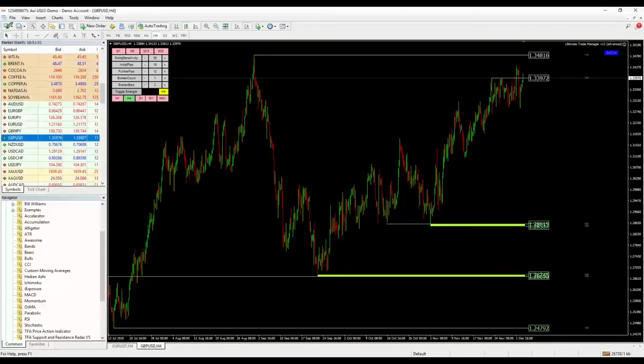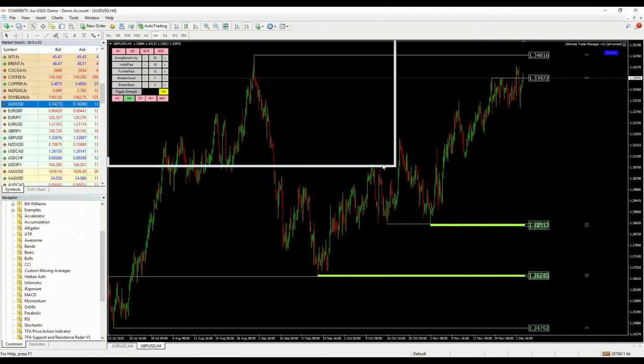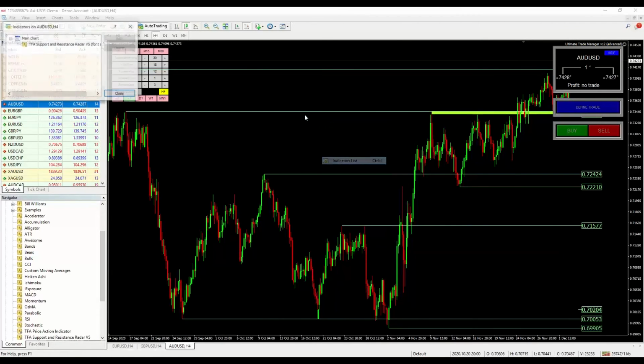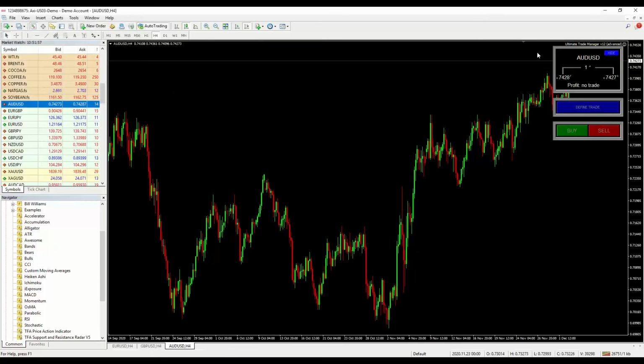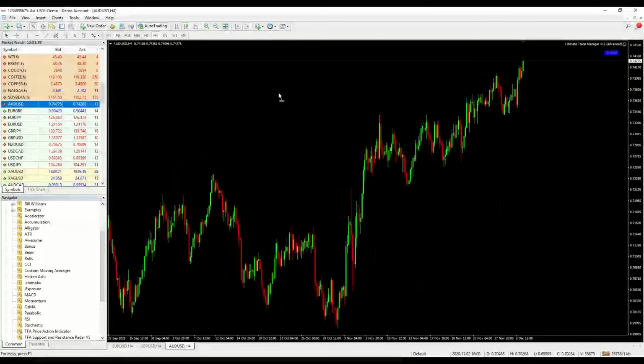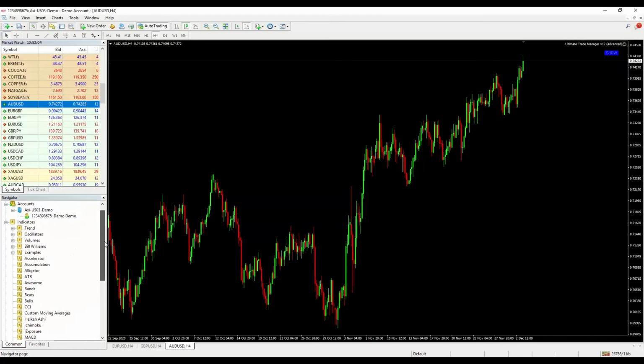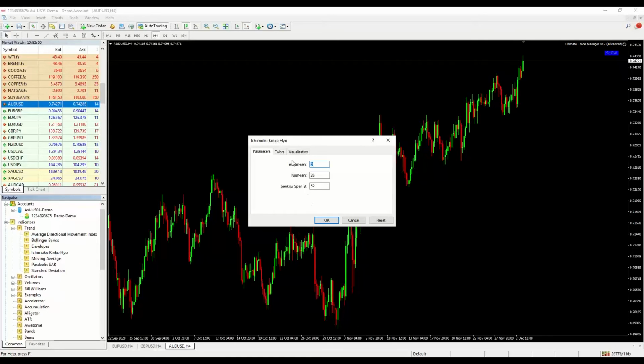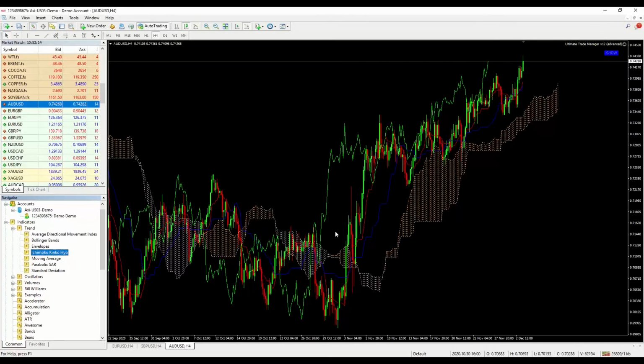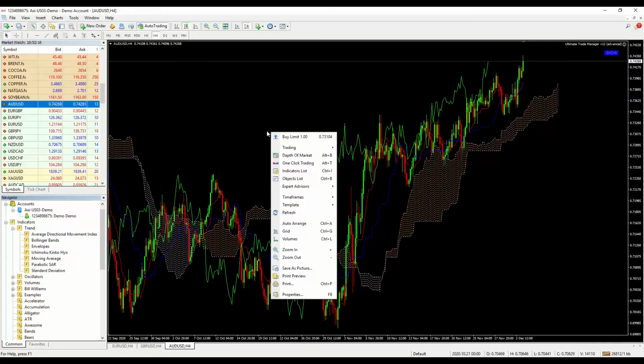How we use this on AxiTrader, right? Let's just say we load Aussie dollar, and let me remove my indicator, and let me hide my trade manager. So what you can find there is in AxiTrader you can go to trend and click Ichimoku Kinko Hyo. Okay, under colors and visualization, right?